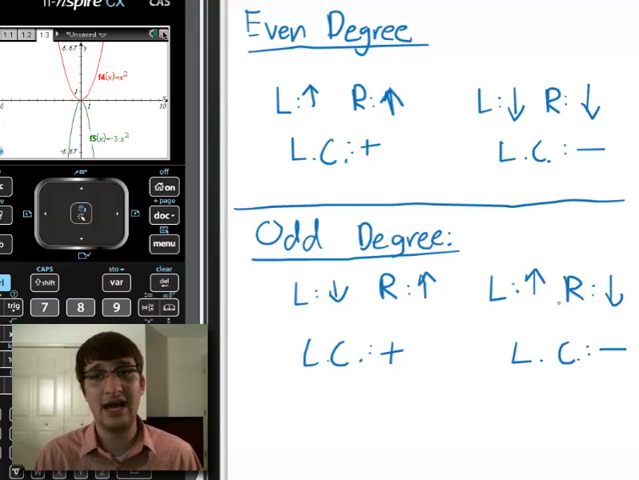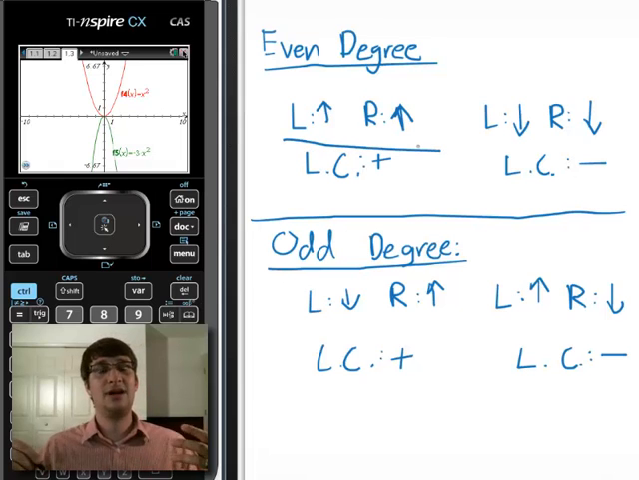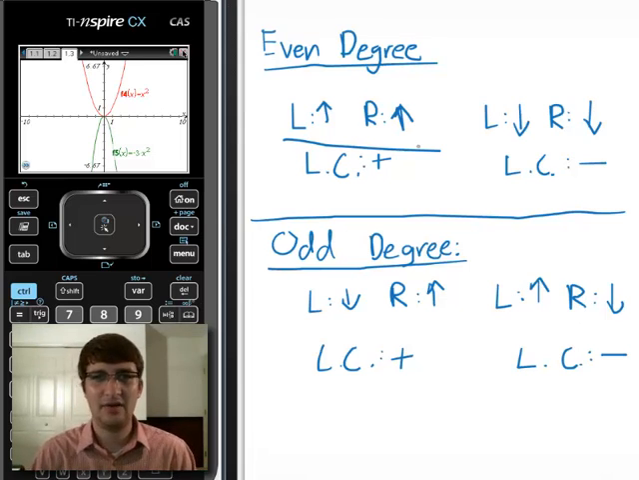I would like you guys for now to show your answers like this, where you just say the left arm's doing this and the right arm's doing this, and that will give me an idea that you have an understanding of the basics of tail behavior. Down the road, you're going to start writing it a little differently. For those of you planning on going to calculus or pre-calc, they write them a little differently, but for the most part the concepts still stay the same.